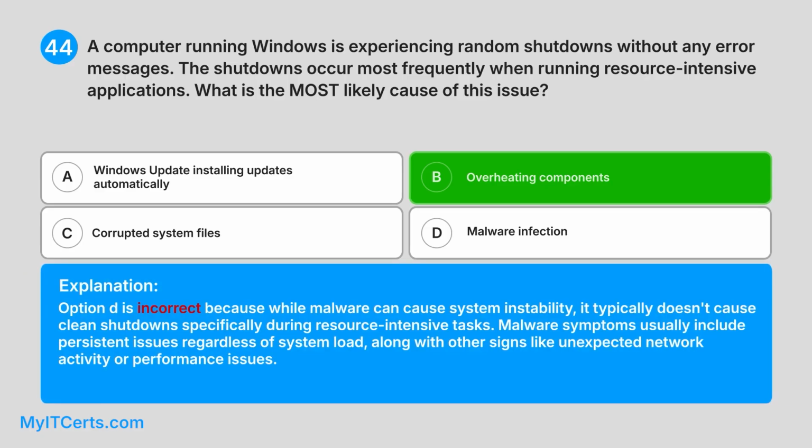Option D, malware infection, is incorrect because while malware can cause system instability, it typically doesn't cause clean shutdowns specifically during resource-intensive tasks. Malware symptoms usually include persistent issues regardless of system load, along with other signs like unexpected network activity or performance issues.